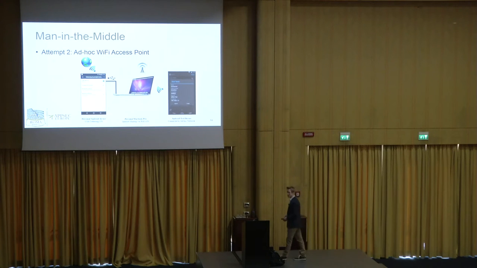I had to go a step further, and basically what I did is, if the mobile application does not respect the configuration of the operating system, I have to enforce it. So I created an ad hoc Wi-Fi network with my local MacBook Pro, and I connected my test device on this ad hoc Wi-Fi network. So in this case, I am physically man in the middle. So there's no way for Instagram to not respect this.